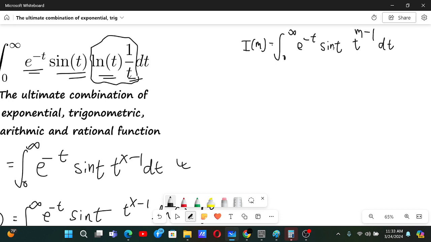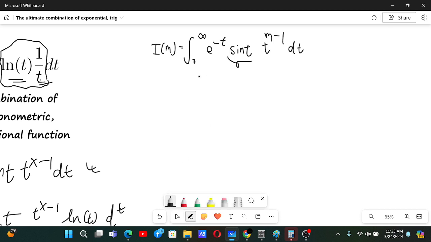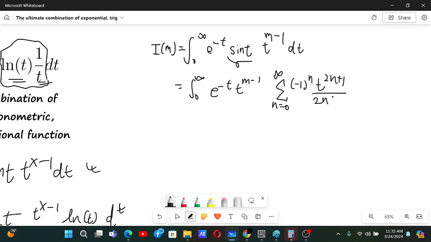Now, how do we solve this one? Basically, our guess can be to use series expansion for sine of t and then see if it is helpful or not. We aren't really sure though if it will be helpful, but we can try that. Integral from 0 to infinity e to the power minus t to the power m minus 1, sum going from n equals 0 to infinity, minus 1 to the power n t to the power 2n plus 1 by 2n plus 1 factorial, and then we have dt.